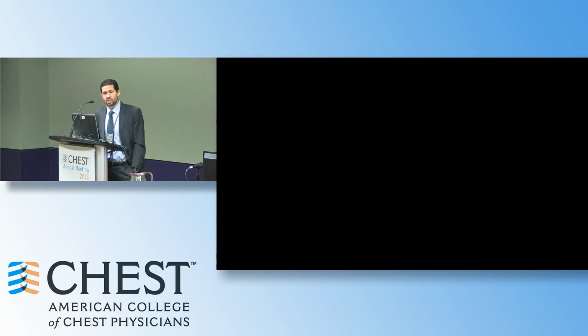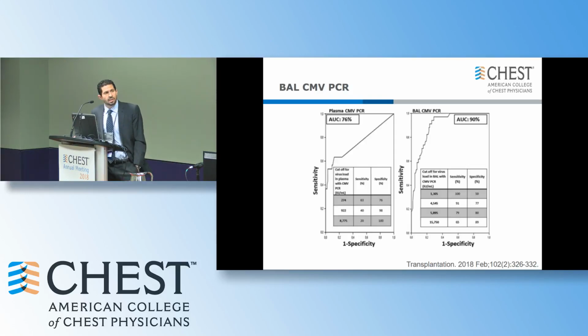Histopathology is the gold standard for tissue invasive disease, but it does have associated risks with transbronchial biopsy in patients who have impending respiratory failure, and you also cannot monitor patients with this. PCR in BAL samples was compared to plasma CMV PCR, and as you can see in these ROC curves, with an area under the curve of 90% using these cutoffs, it has a higher sensitivity and specificity than plasma PCR for CMV pneumonitis, so it is a useful tool.